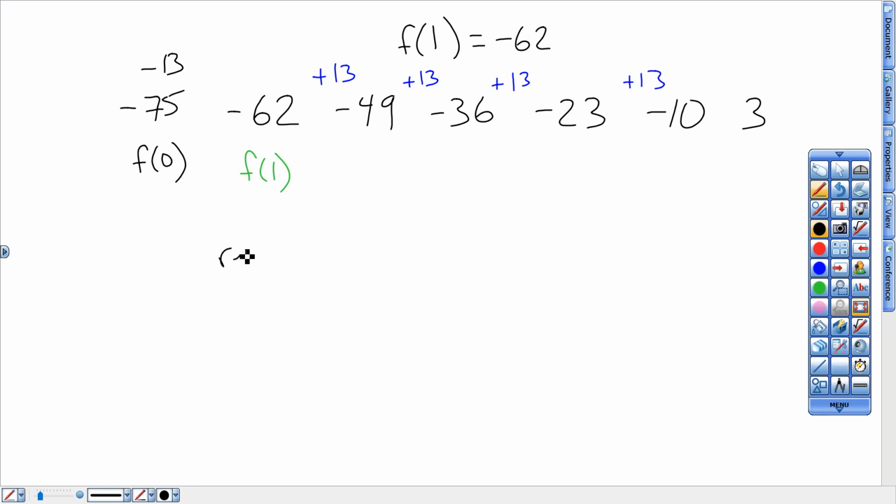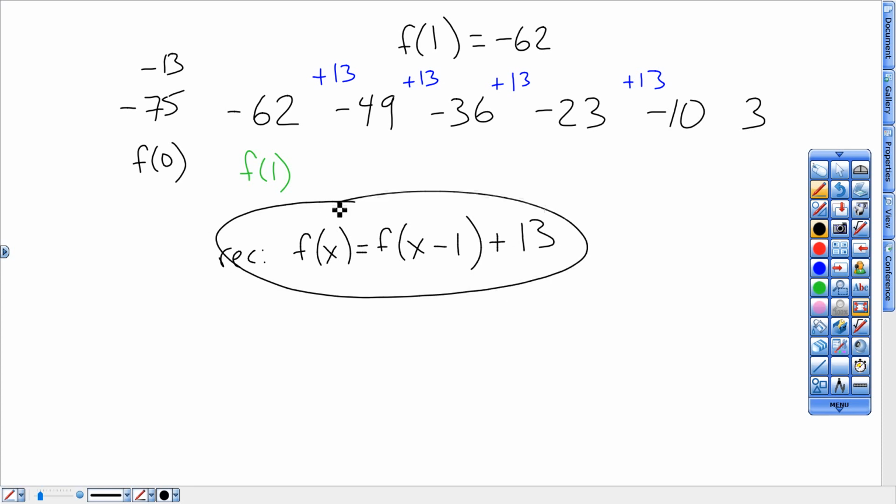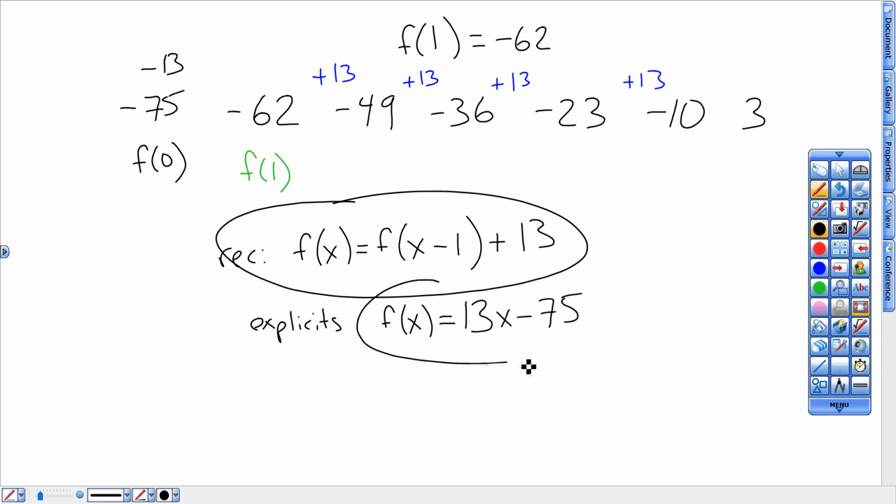Write the equations. Recursive: plus 13. Explicits. I'm going to write both, but on test day, you choose one. I could do f of x equals that slope number 13x minus the y-intercept, the 0 term. Or I could use f of x equals that same 13 but times x minus 1 and subtract the -62.